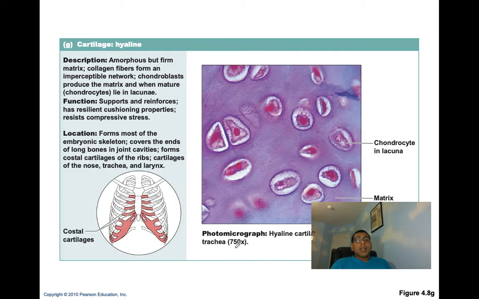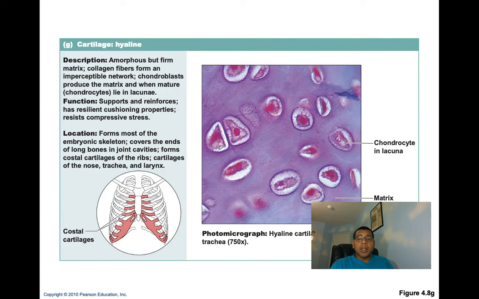Chondroblasts are going to produce the matrix, and when the chondroblasts mature, we said they become the chondrocytes, and they're going to be found within the lacunae. So you can see this is a chondrocyte. Before it becomes a chondrocyte, it's a chondroblast. And the blast cells are going to be producing the matrix. Once it becomes a mature cell, you can think of this little hollow chamber to chill in.